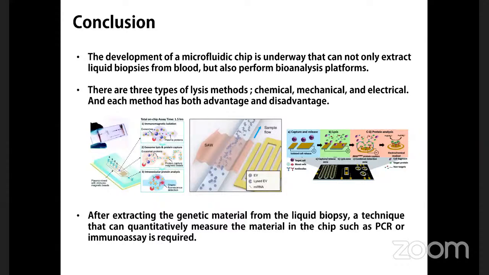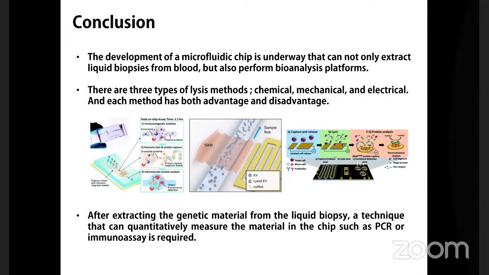In conclusion, the development of a microfluidic chip is underway that can not only extract liquid biopsy from blood, but also perform bioanalysis platforms. There are three types of lysis methods, and each method has both advantages and disadvantages. After extracting the genetic material from the liquid biopsy, a technique that can quantitatively measure the material in the chip, such as polymerase chain reaction or immunoassay, is required. Thank you for listening.